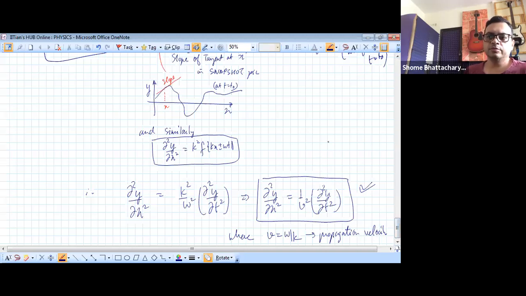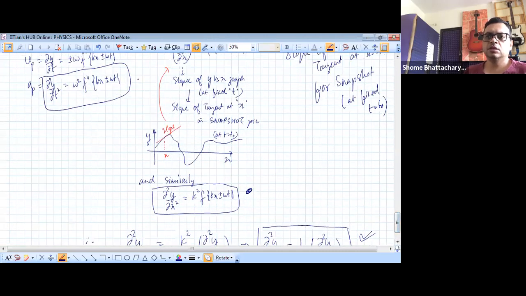Okay, people, so hope you are clear up to this step here. So you understood this. So where is this equation coming from? It is coming from comparing this one to the one above. Comparing this equation and this equation.